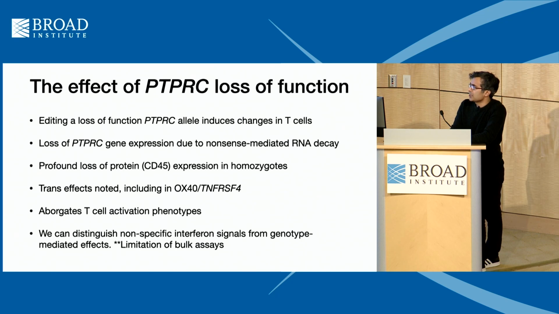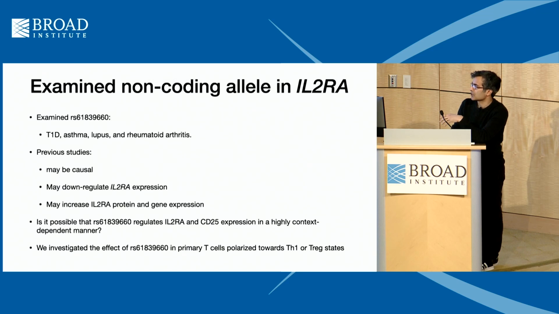So the effect of a PTPRC loss of function, just to summarize here: editing a loss of function PTPRC allele induces changes in T cells. Loss of PTPRC gene expression is definitely something you see due to nonsense-mediated RNA decay, but a profound loss of function of the protein, because it's a loss of function allele. RNA can't be used to make protein anymore. We talked about some trans effects, and we actually talked about how this affects the T cells at a large level, at the phenotype level. And we can distinguish non-specific interferon signatures from genotype-mediated activation signals. And that would be a limitation of a bulk assay.